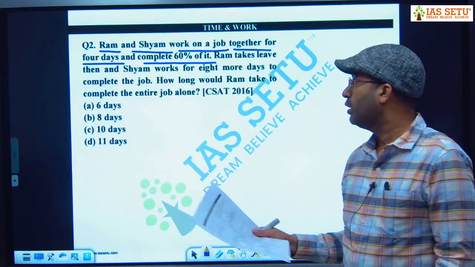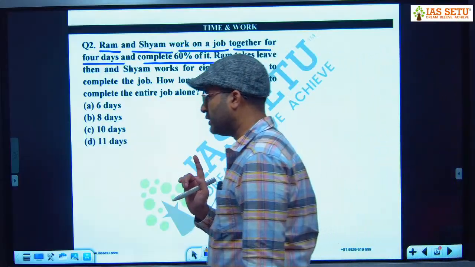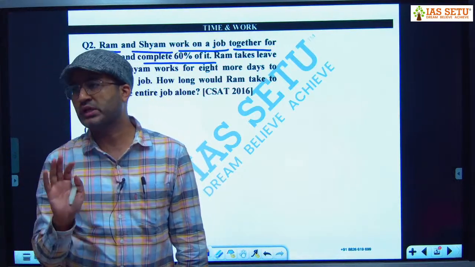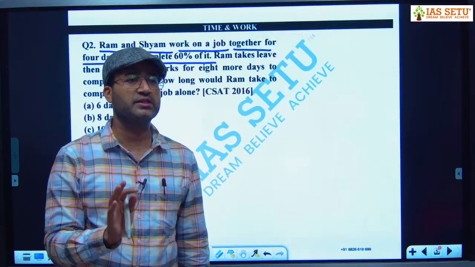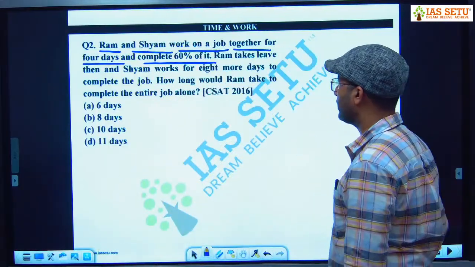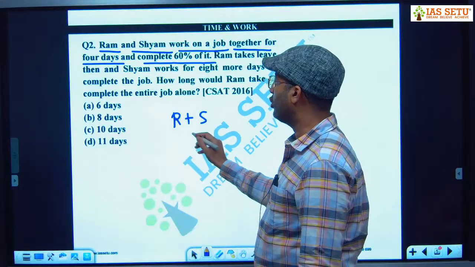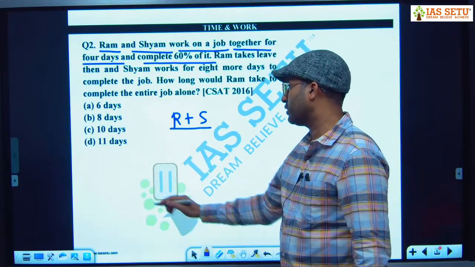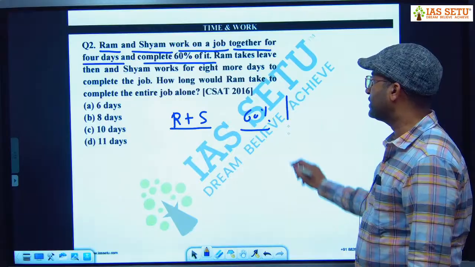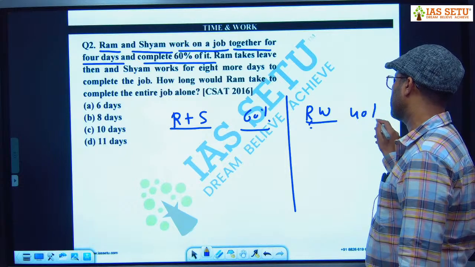Okay. So how will we handle this question? See, I just give you one suggestion. Don't have ideas of formulas. There is something called common sense, logic, basic idea. See here, you read the question carefully. It is given Ram and Sham work together for 4 days and complete 60% of the work. So they completed 60% of the work. Tell me what is the remaining work? 40%. So the remaining work here is 40%.